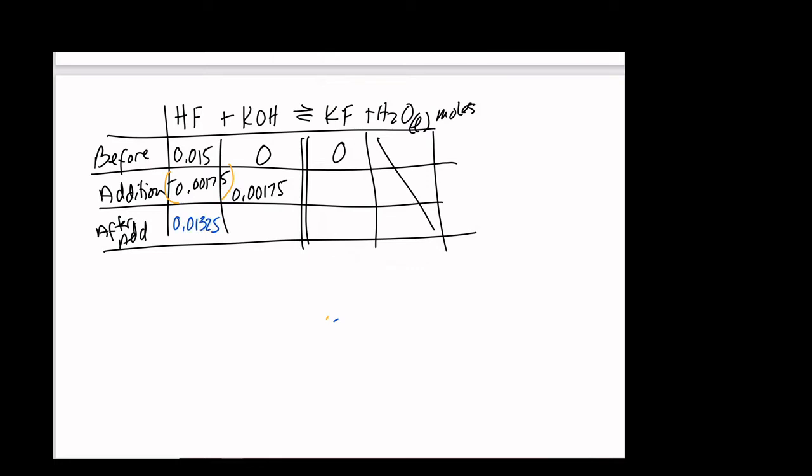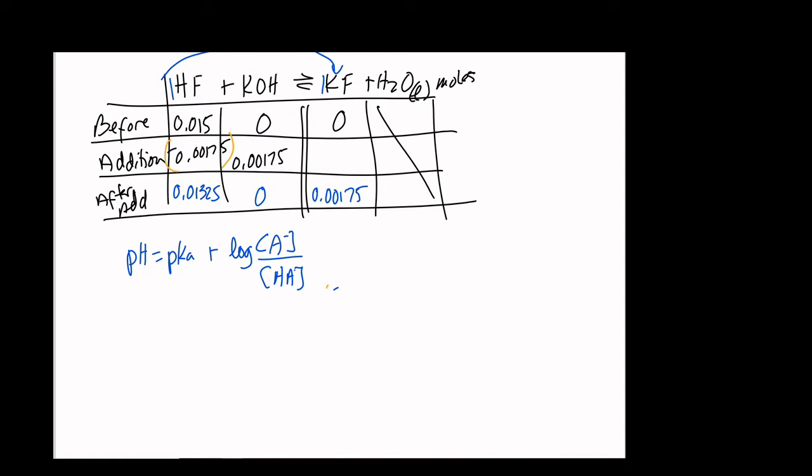0.01325 moles of HF, none of the KOH, but for every mole of HF that reacts with KOH, we get 1 mole of KF. So we end up with 0.00175 moles of KF.